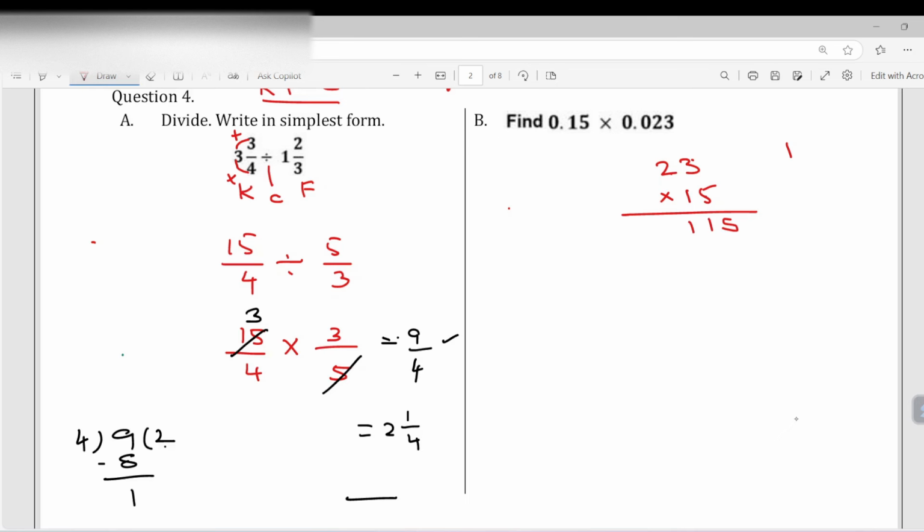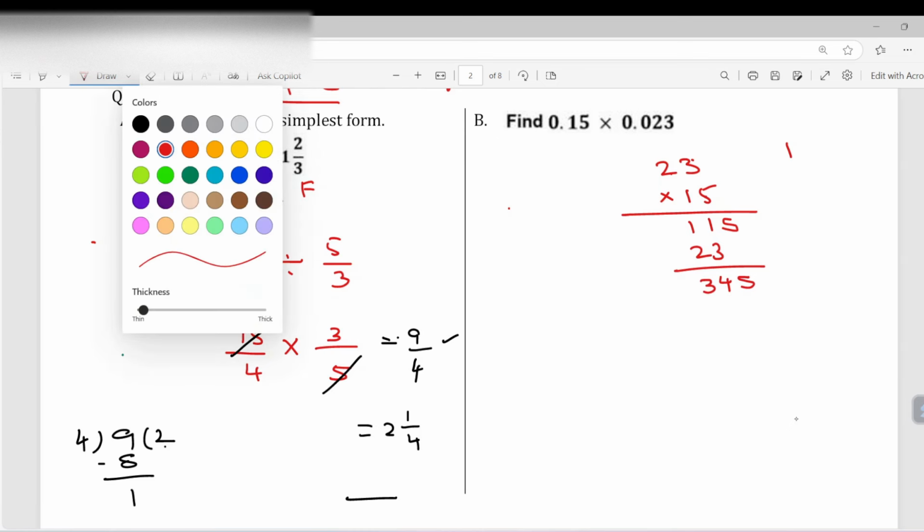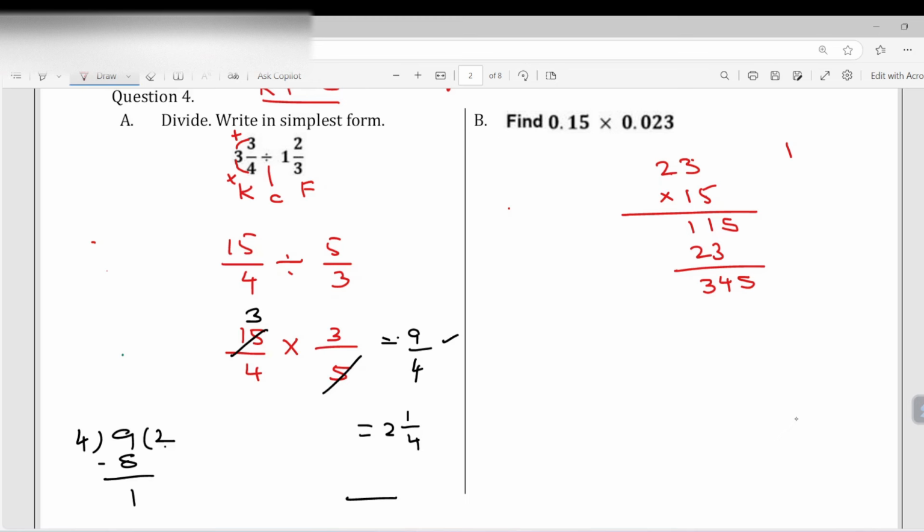Okay. Now 1 times 3 is 3. 1 times 2 is 2. 5, 4, 3. 345. Now, how many decimal places? 1, 2, 3 places here, and 2 here. So 3 plus 2, that is 5 places are the decimal.